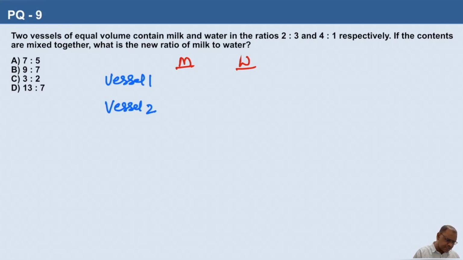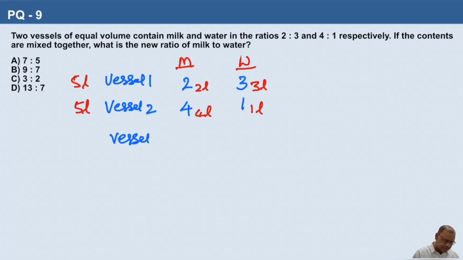So in the first vessel, the ratio is 2:3, 2 parts and 3 parts. In vessel 2, it is 4 and 1. So both of them have 5 parts. So suppose if you take 5 liters, so this will be 2 liters and 3 liters. Similarly, this is 5 liters, so 4 liters and 1 liter. So they are mixed in a new vessel, that is vessel 3.